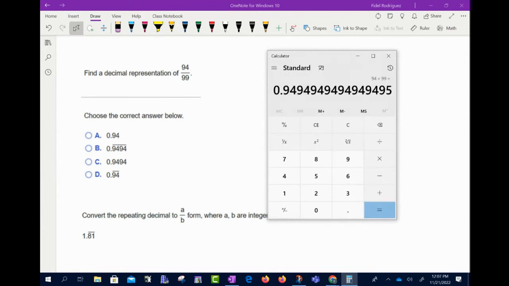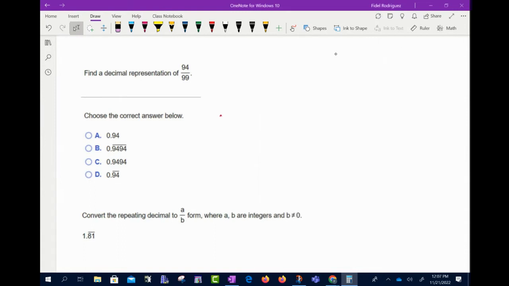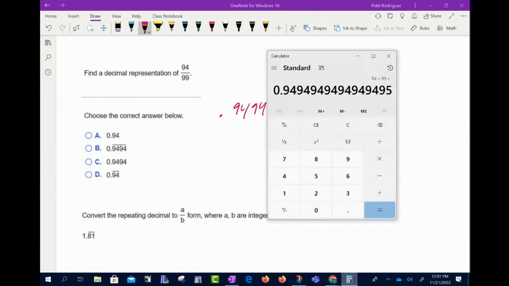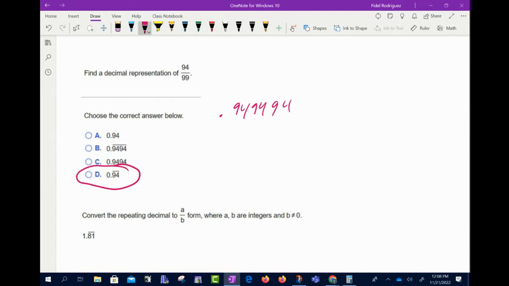And I want you to notice what I have here. I have 0.949494. Let me go ahead and see if I can look at this. 0.949494, right? So on and so forth. So what numbers are repeating here? Wouldn't it be the 9 and the 4, right? If the 9 and the 4 are repeating, y'all, that's when we use the little bar. The little bar just indicates that those two digits are repeating, because again, it goes on and on forever.